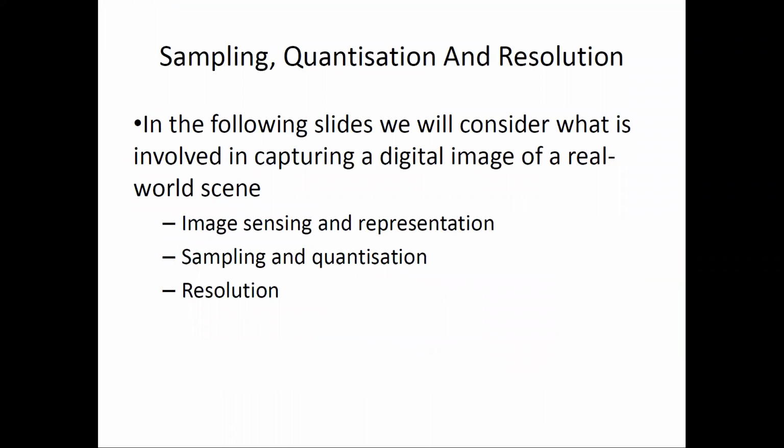Now, coming to the sampling, quantization, and resolution, this is the discretization process, whether it is spatial domain or time domain, or the amplitude or the intensity level, for one dimension and two dimension. Here I'll be initially discussing the image sensing and representation part, and we'll be following it up with sampling and quantization and resolution. Now, to give you an example, somebody may have a 2 megapixel camera, somebody may be having 20 megapixel camera.